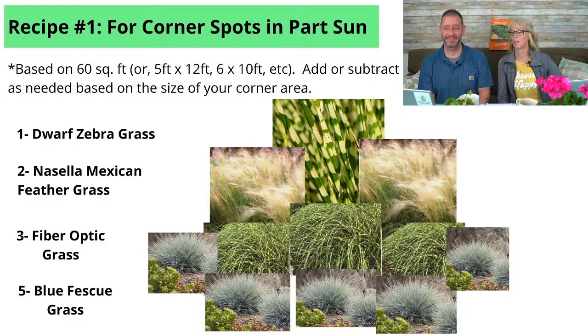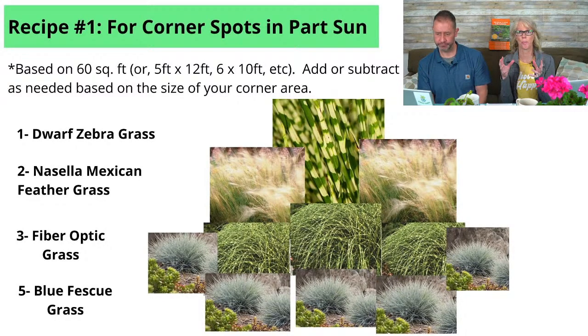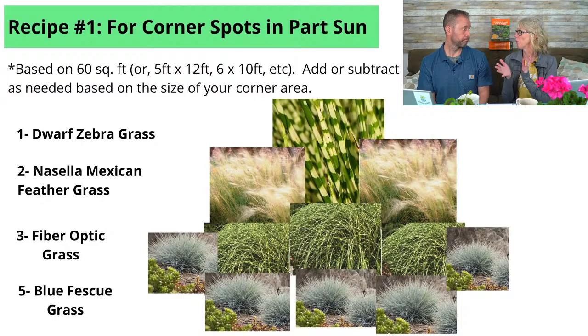So this recipe, you guys, is a kind of larger space, but what we decided to do is give you a 60 square foot corner, if that makes sense. We're thinking of a space that if it was a rectangle, it'd be like a 5 by 12 foot area, or even a 6 by 10. So this recipe is based on that size, and that's how many plants we used. If you have a much smaller space, you just subtract out the plants accordingly, or add more if you want a bigger space.